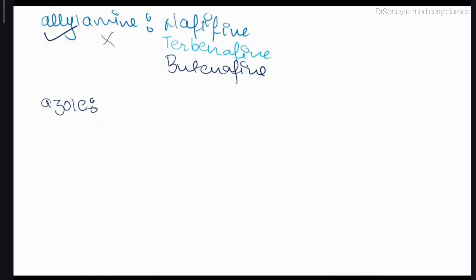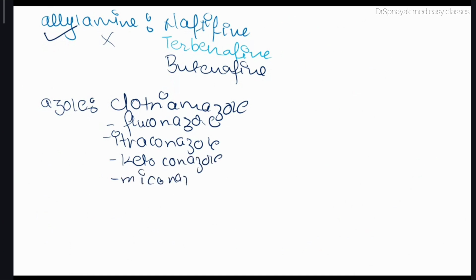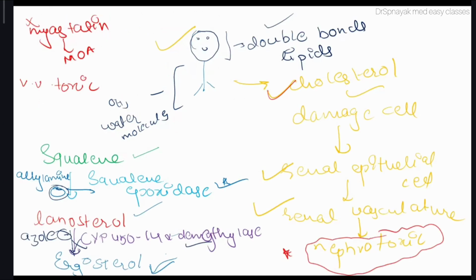It is a fungicide. Now, what are the examples of azoles? We have clotrimazole, fluconazole, itraconazole, ketoconazole, and miconazole. So these are the examples of azoles which inhibit the cytochrome P450 enzyme, 14 alpha demethylase, ultimately inhibiting cell wall synthesis and leading to fungal cell death.